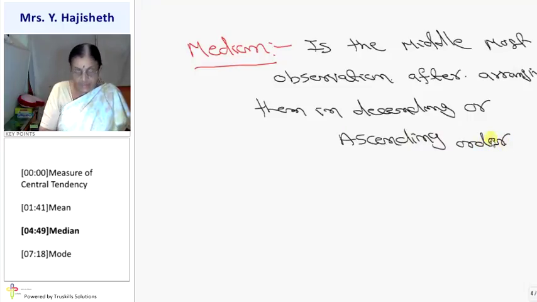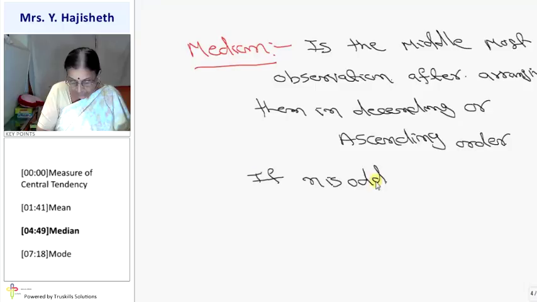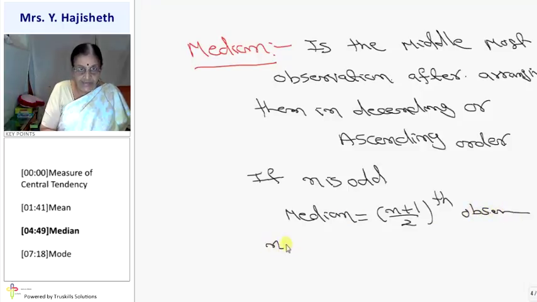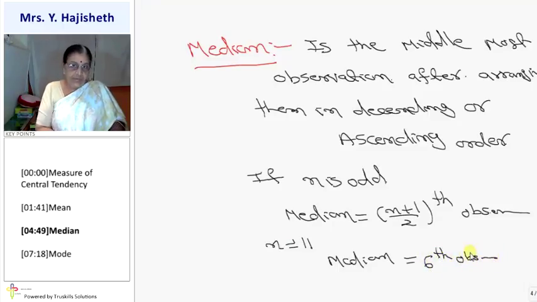Suppose the number of observations is odd, if n is odd. Then after arranging them in ascending or descending order, the median is the (n plus 1) upon 2th observation. Suppose n is 11, then my median is the 6th observation, because 11 plus 1 by 2 is 6.